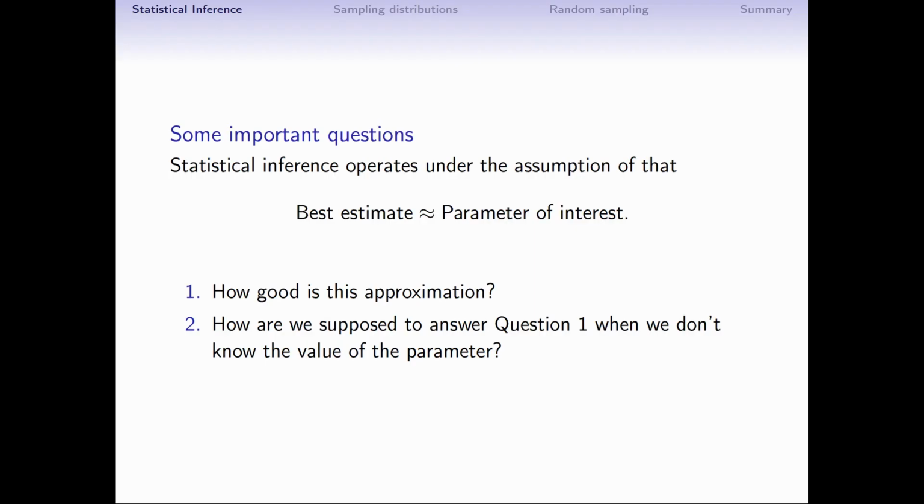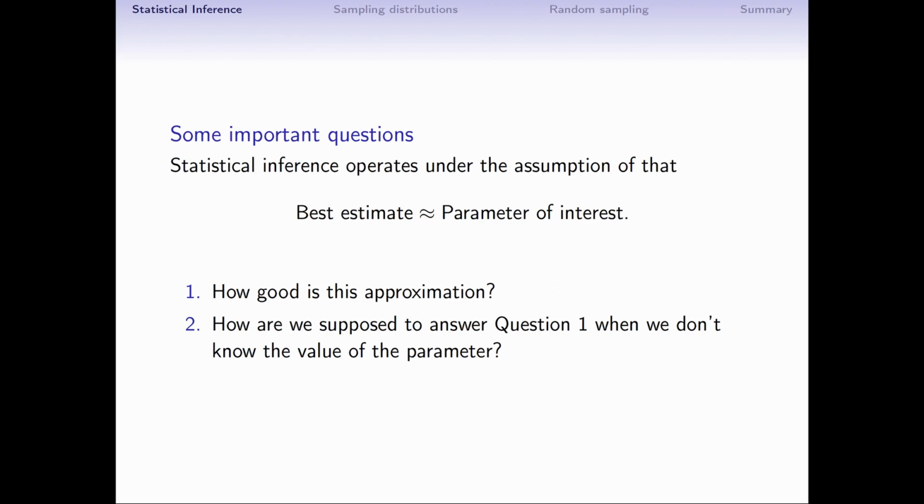So here are a few questions that we should have in our minds as we finish this first subsection. Statistical inference operates under the assumption that your best estimate is a good approximation for the parameter of interest. So question 1, how good is this approximation? And question 2, how are we supposed to answer question 1 when we don't know the value of the parameter? How are we supposed to know that our best estimate is a good and faithful approximation of the parameter of interest when the parameter of interest is essentially unknowable to us?